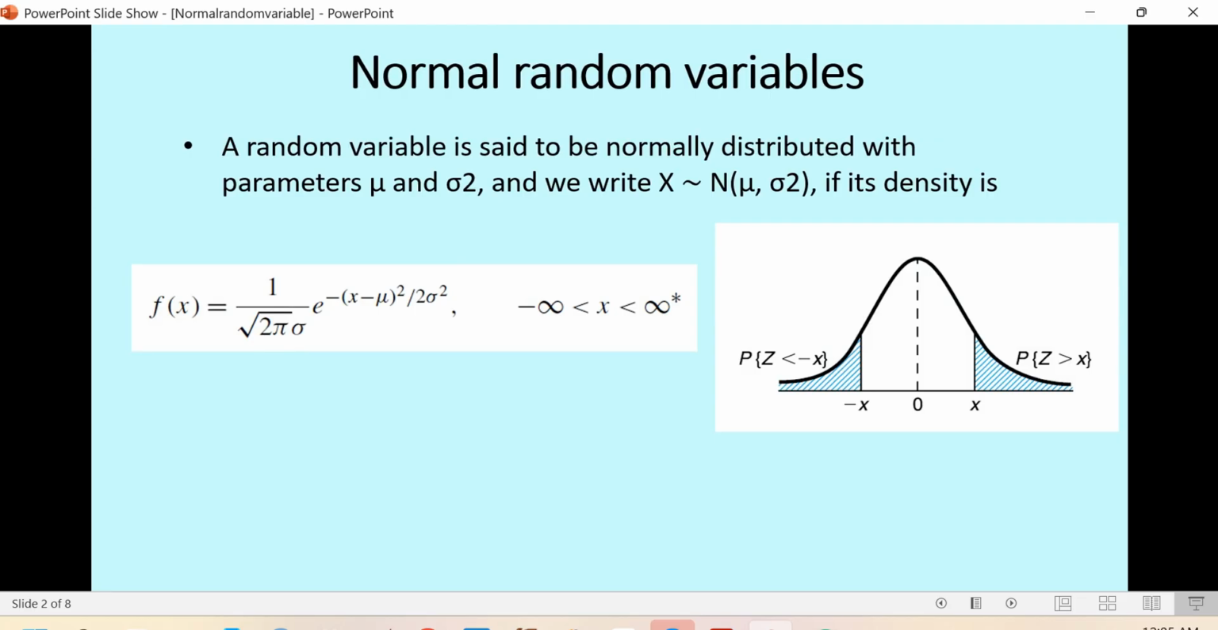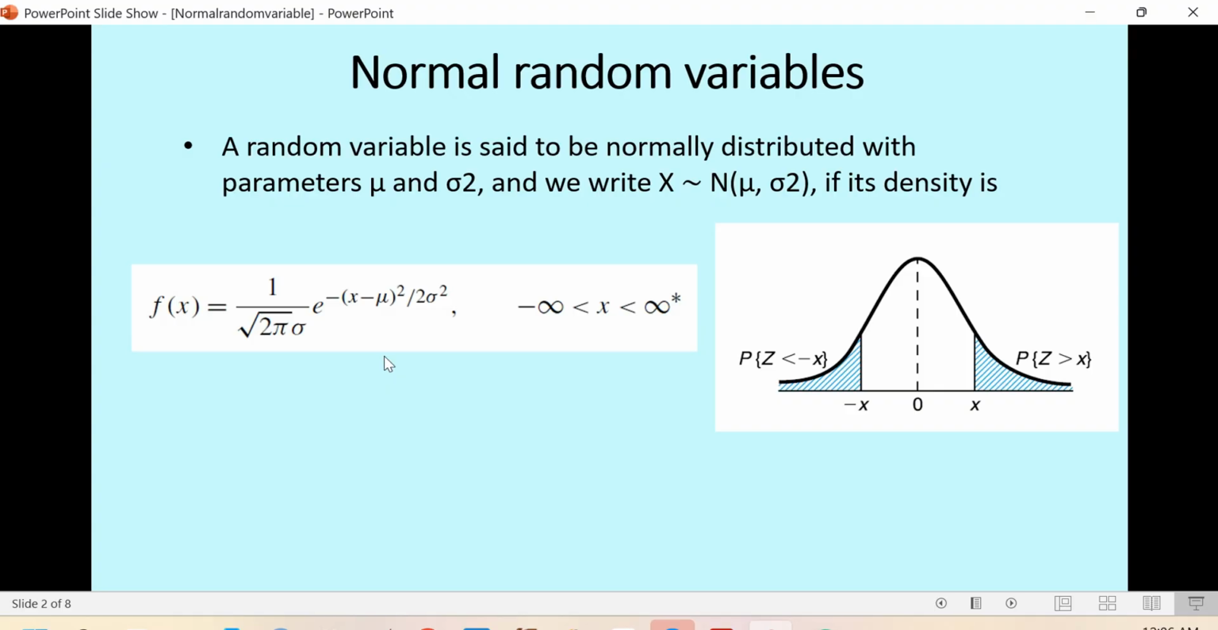If a random variable follows this expression for its probability density function, then we call it a normal random variable, or normally distributed with the parameters mu and sigma square. So this is sigma square. We can write this random variable follows N, which means normal, with these two parameters mu and sigma square. So mu is the mean of this random variable and sigma square is the variance of this random variable.